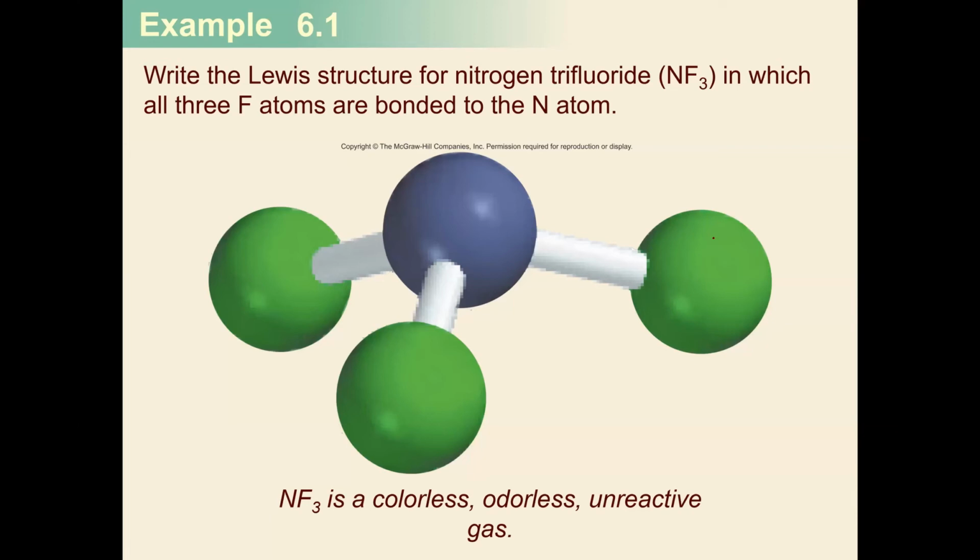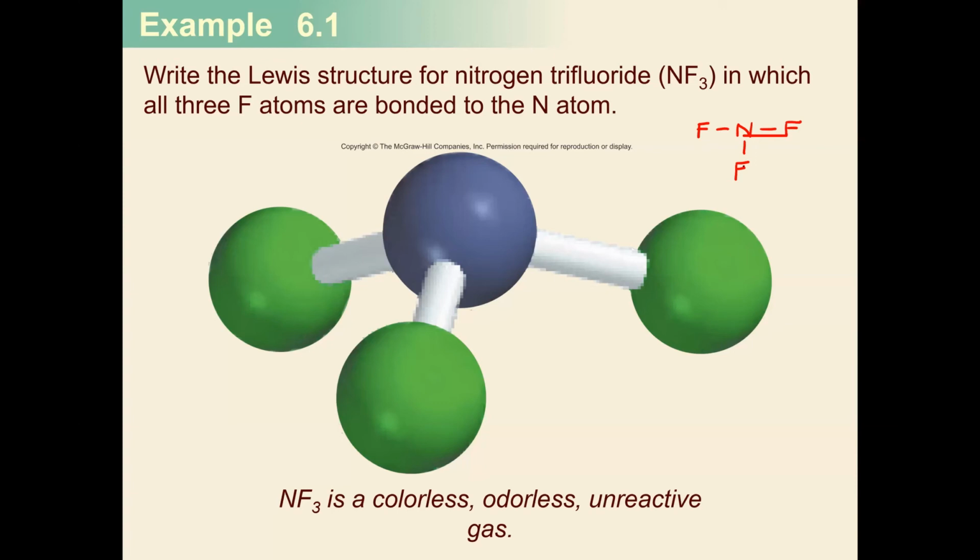So it says, write the Lewis structure for nitrogen trifluoride in which all 3 fluorine atoms are bound to the nitrogen. So the first thing that I need to do is go and do my skeletal structure. So that means that I must have fluorine bound to nitrogen, which is bound to the other fluorine, and finally to one more fluorine here. So I have my skeletal structure.